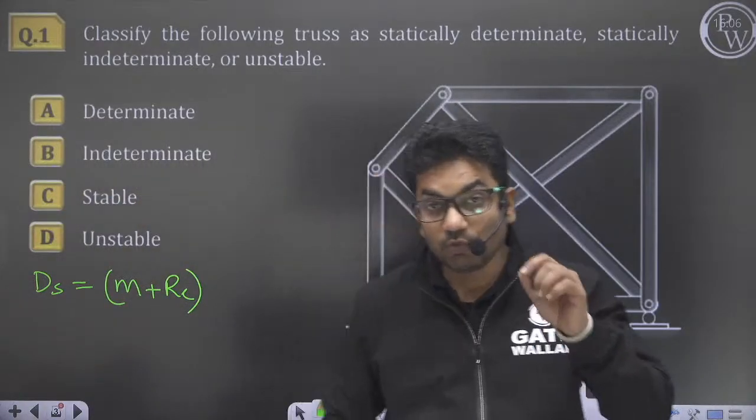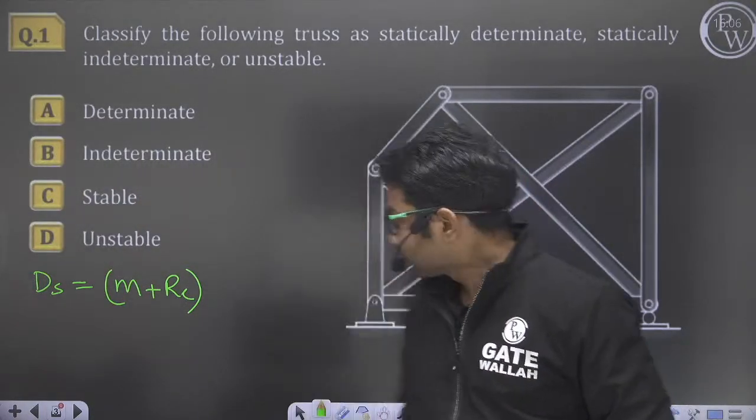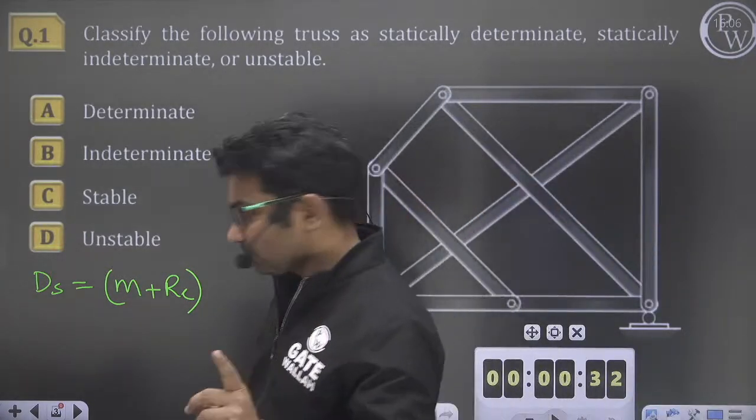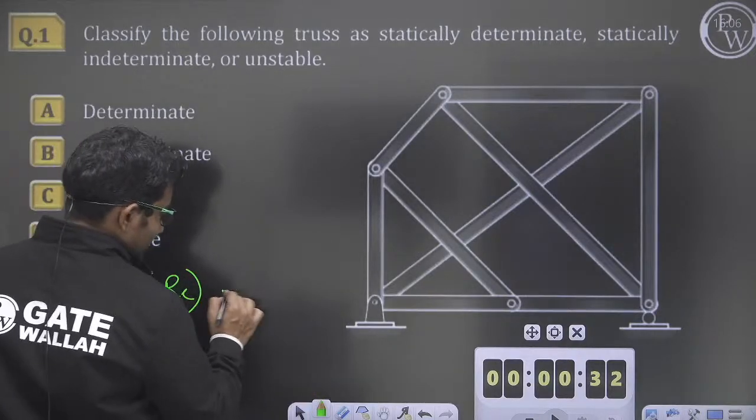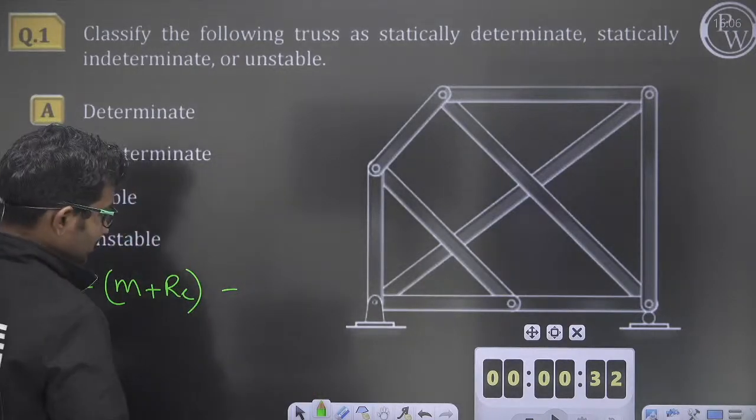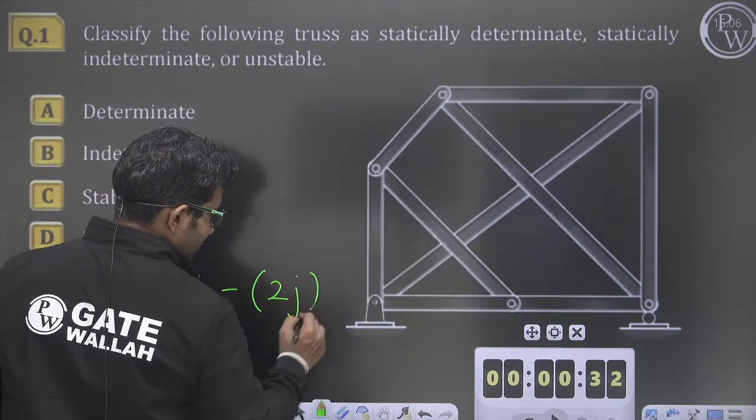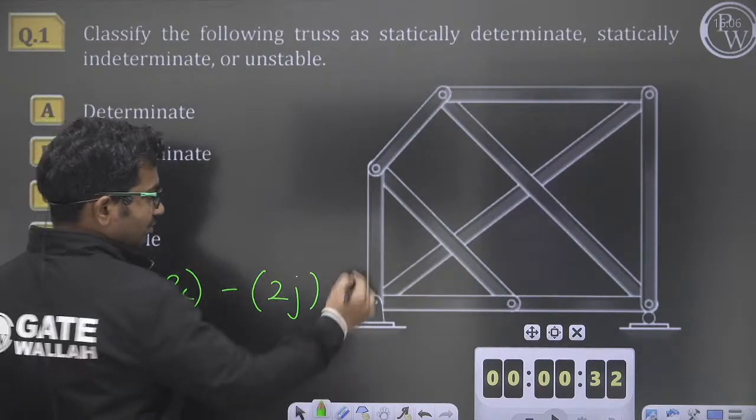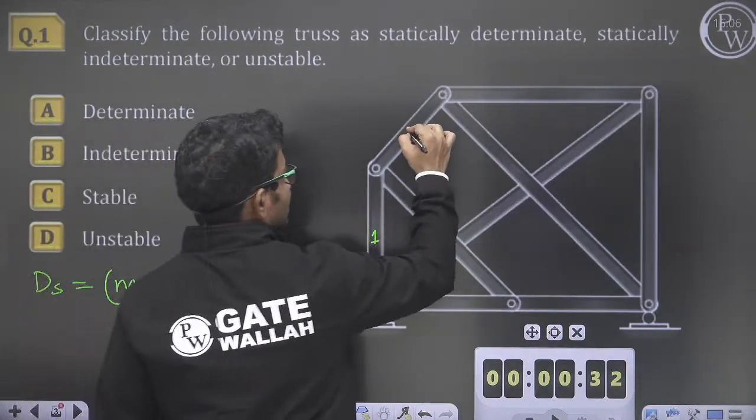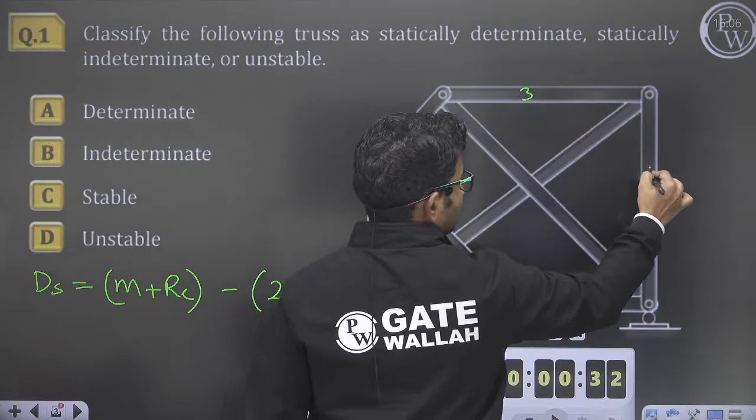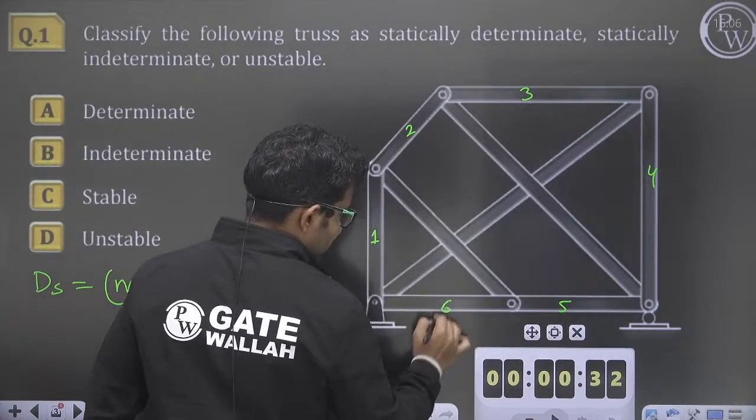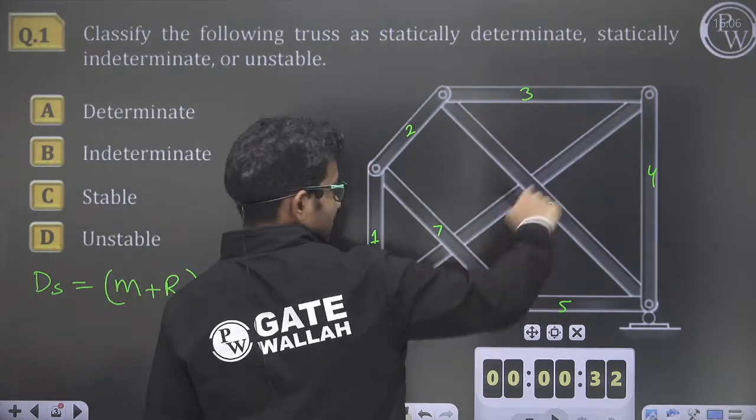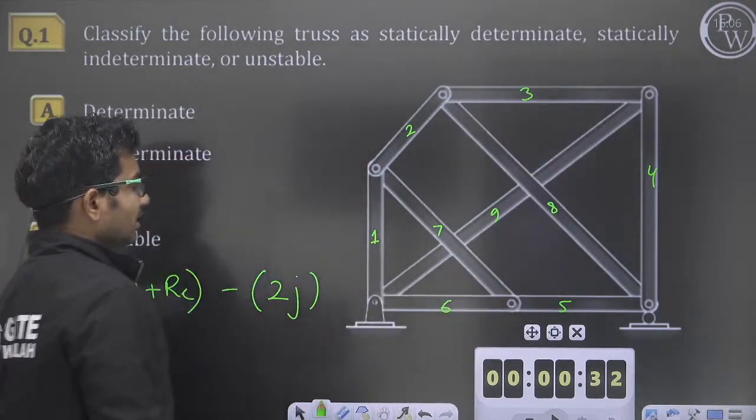How many equilibrium equations will there be? At each and every joint we get two equilibrium equations, summation Fx equal to 0 and summation Fy equal to 0. So the number of equilibrium equations is 2j, where j is the number of joints. Now let us calculate the number of members. This is one member, 2, 3, 4, 5, 6, this member is 7th, this member is 8th, and this back member is 9th. So there are 9 members.